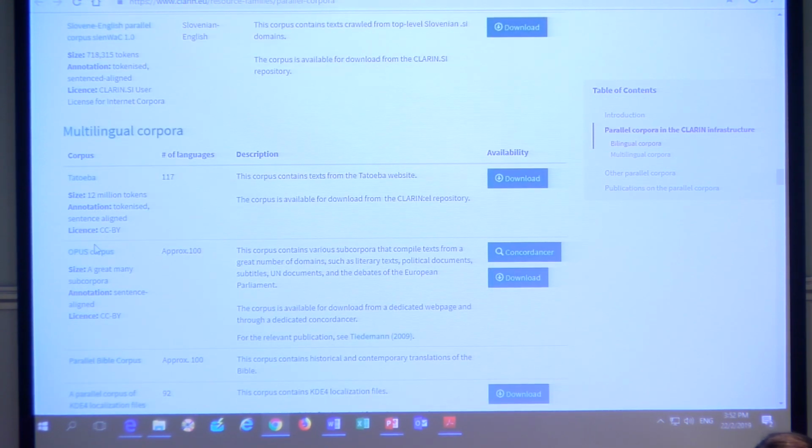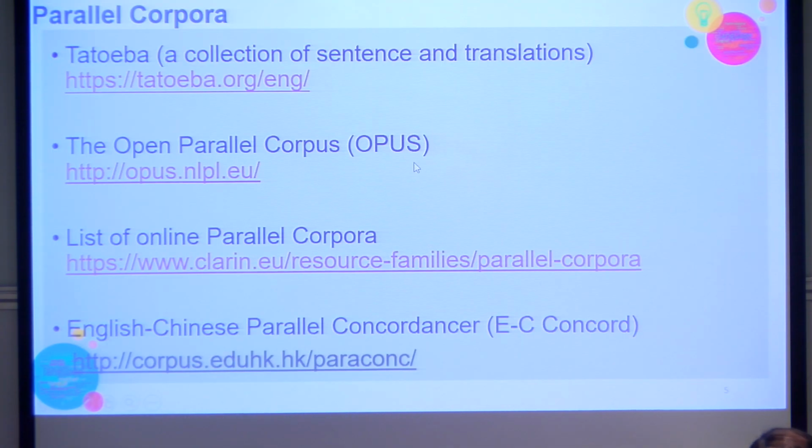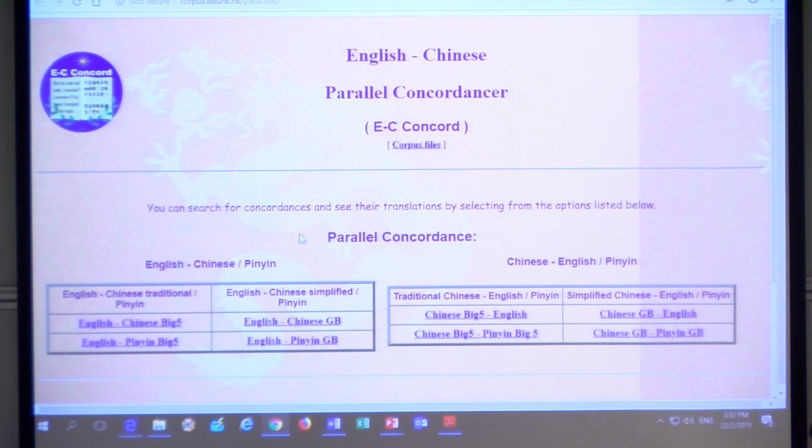So this is another site, but this is just for your interest. Okay, today our focus is the English-Chinese parallel corpus. And this is developed by myself and my team, of course. My colleague, Chris Greaves, and I, we wrote this program together.